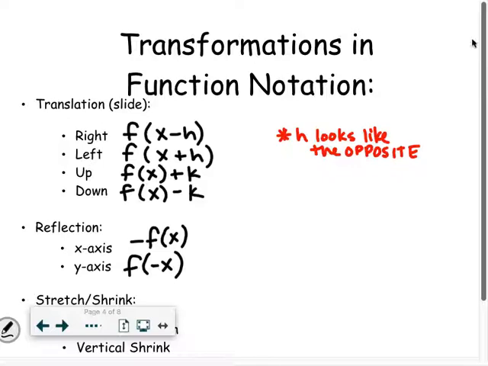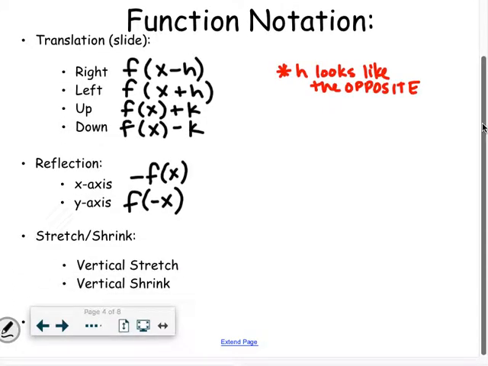I gotta take a minute and look in your text. So for stretches and shrinks, I use the same number or same letter as you guys will. Hang on 1 second. Okay, they use A, good.